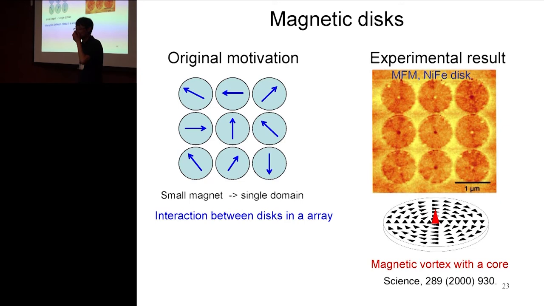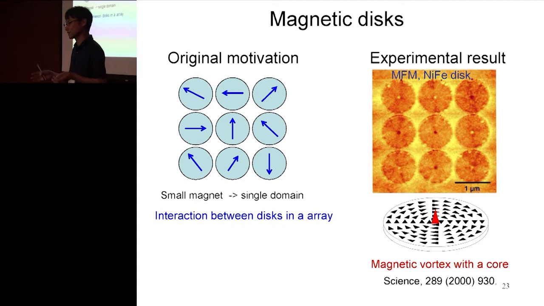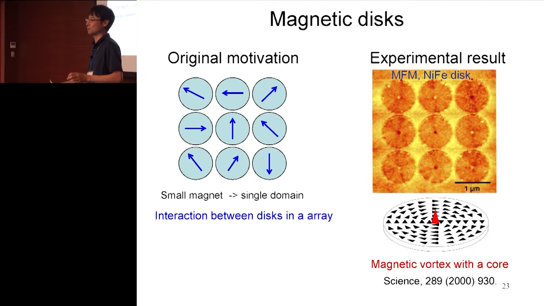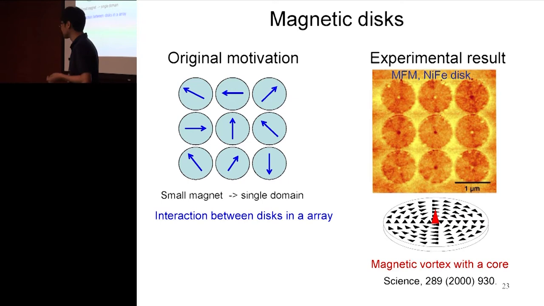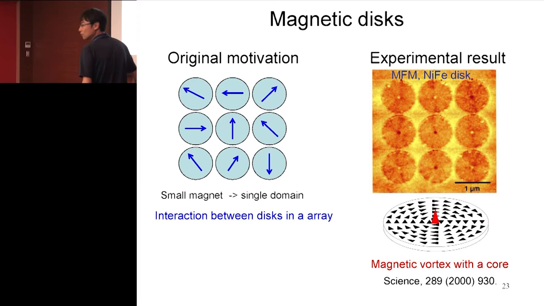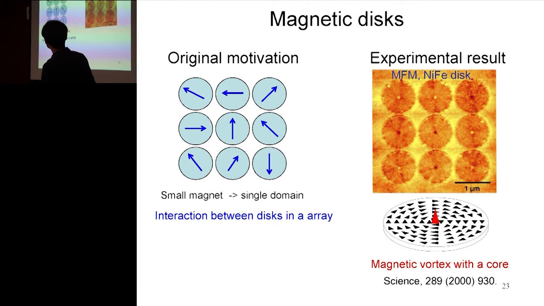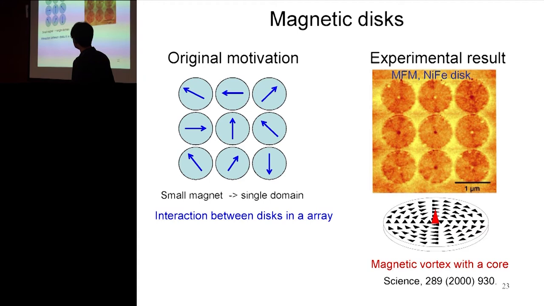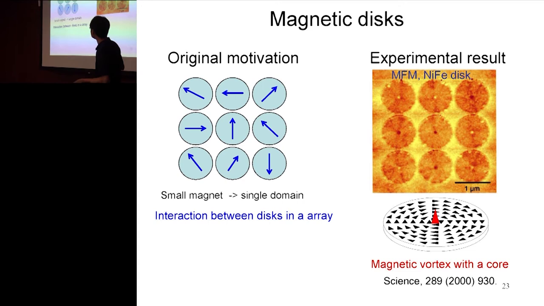Very strange. As you know, by using magnetic force microscopy, you can see the charge, positive and negative, as a bright or dark contrast. If we have a single domain, then you have a bright spot here and a dark spot here. However, what you see here in the real system is just one bright or dark spot at the center of our disk. What does it mean? This means we have positive magnetic charge here and negative magnetic charge here.